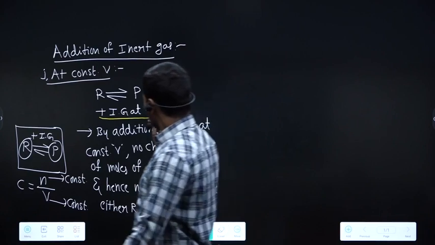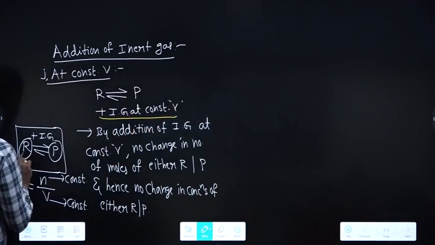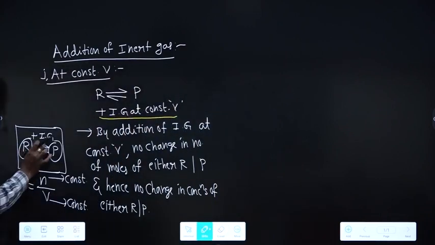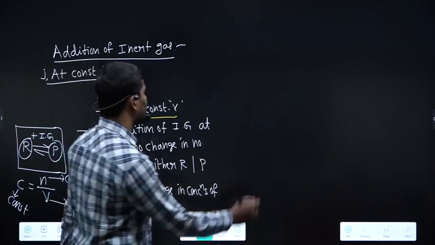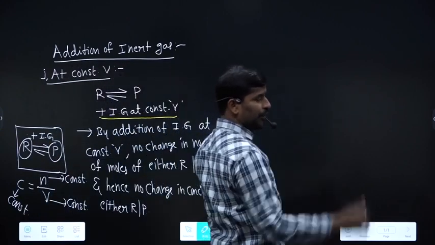Okay, so we are adding inert gas, so no change in the number of moles of either reactants or products, since they do not involve in the reaction. So number of moles constant, we are adding at constant volume also constant, so therefore concentration of reactants and products also remains constant. So equilibrium is not affected.